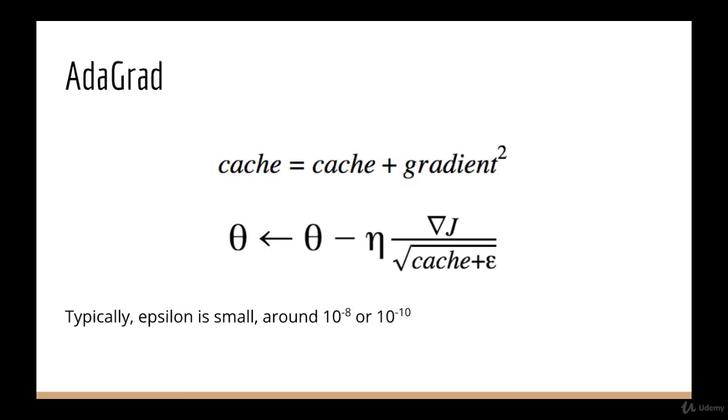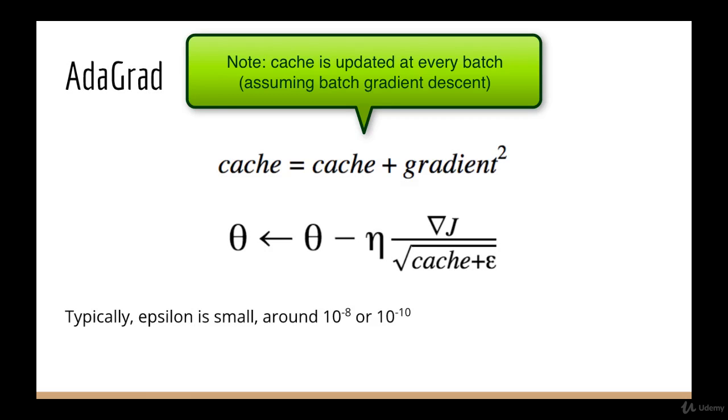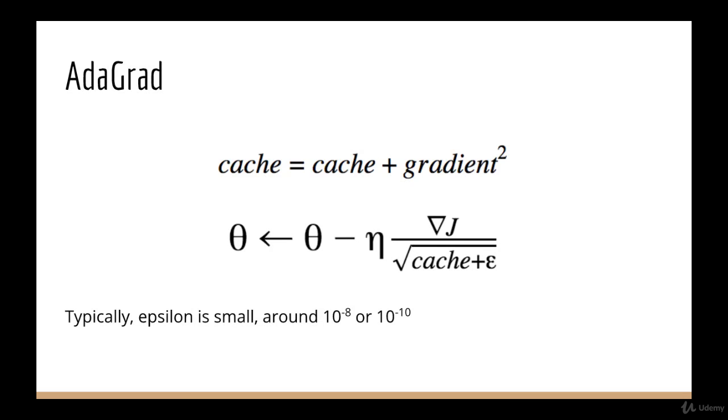So in AdaGrad, what we do is we introduce a variable called the cache. Each parameter of the neural network has its own cache. So for example, if you have one weight matrix of size 3 by 4, then you'll also have a cache matrix of size 3 by 4. And the same thing goes for your bias vectors. The idea behind the cache is that it's going to accumulate the squared gradients. Because we're squaring the gradients, the cache is always going to be positive.